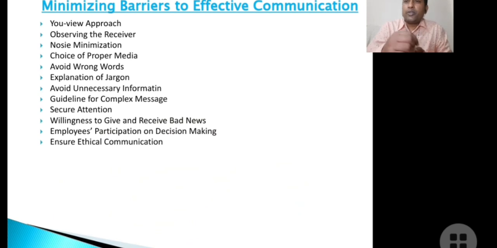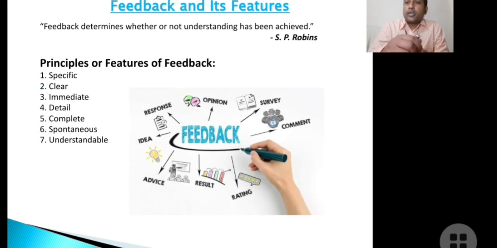Next slide. Minimizing barriers to effective communication. কি বা প্রতিবন্ধকতা দূর করার জন্য কী করা যায়? ইউ ভিউ অ্যাপ্রোচ নিতে হবে, অবজার্ভিং দ্য রিসিভার, নয়েজ মিনিমাইজেশন করতে হবে, চয়েস অফ প্রপার মিডিয়া, অ্যাভয়েড রং ওয়ার্ডস, এক্সপ্লেনেশন অফ জার্গন, এগুলো সিকিউর অ্যাটেনশন সিকিউর করতে হবে, এনশিওর এথিক্যাল কমিউনিকেশন এনশিওর করতে হবে. এবং ফিডব্যাক, ফাইনালি ফিডব্যাক অ্যান্ড ইটস ফিচার্স.